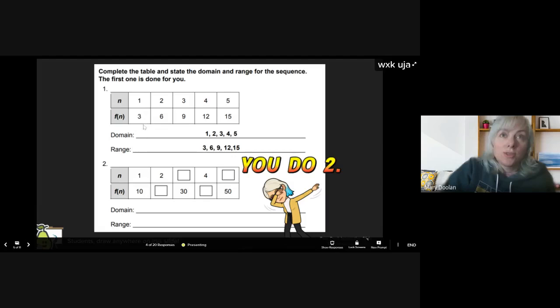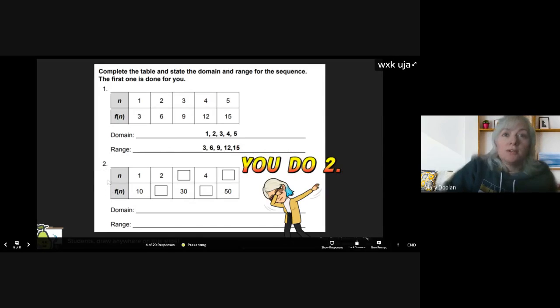I guess we could also think of it as maybe the function for what we have here. Maybe it's f of n is equal to 3n, right? So if n is 1, 3 times 1 is 3. If n is 2, 3 times 2 is 6. So that would be the function for this, but this is the domain and the range. You guys are going to do 2.